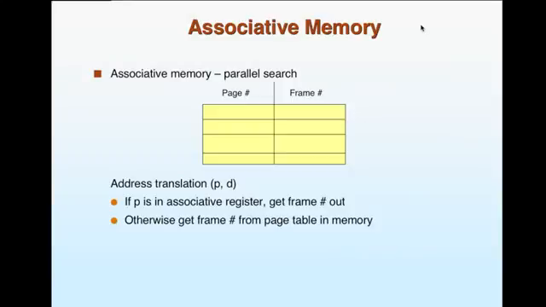In terms of the concept of associative memory, we have a memory configuration that provides a parallel search between the page number and the frame number. And we also have an address translation between page and offset. So if P is in an associative register, we get the frame number out of that one. Otherwise, we get the frame number from the page table in memory.